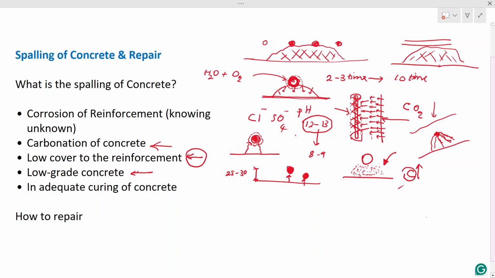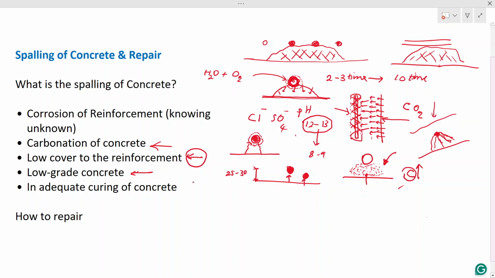So not only increasing the grade, but we also have to make sure of high resistivity and all that. With that, the resistance will be high, so it will be difficult for chemicals to penetrate into the concrete. Therefore, concrete grade is also very important to us.